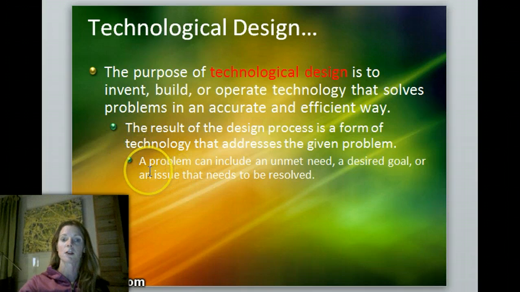A problem can include an unmet need, a desired goal, or an issue that needs to be resolved, okay? Those can all be different problems. So again, your problems can encompass a lot of different things as well, so keep that in mind.